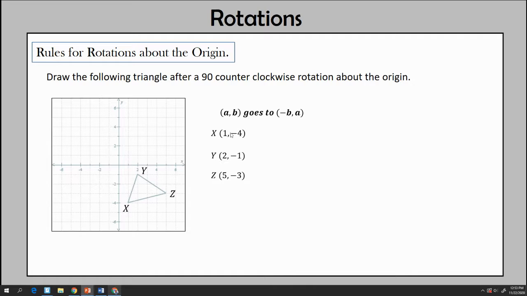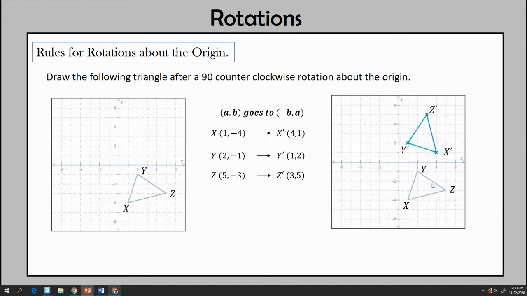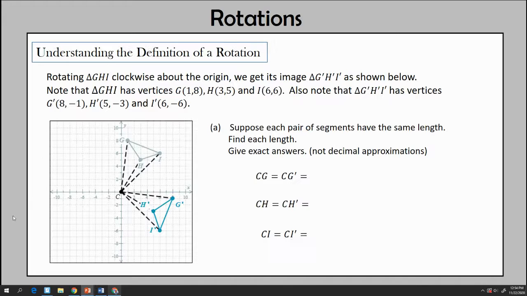So this first one, X, is going to become 4, 1. Again, interchange these two and make B its opposite. Okay, interchange these two and make this -1 its opposite. You get 1, 2. Interchange them, make A its opposite. You get 3, 5. Take your new coordinates and graph them, and you can see that's a rotation 90 degrees counterclockwise, which would be 270 clockwise up into this quadrant. Okay, so that's doing it according to the rules.